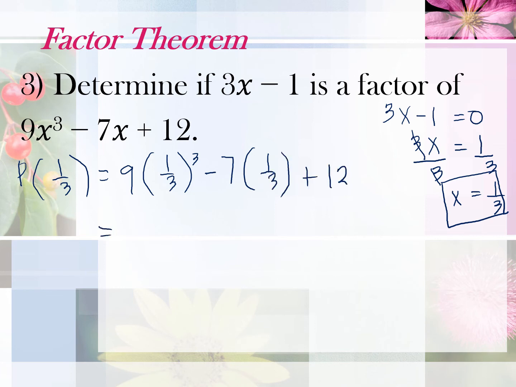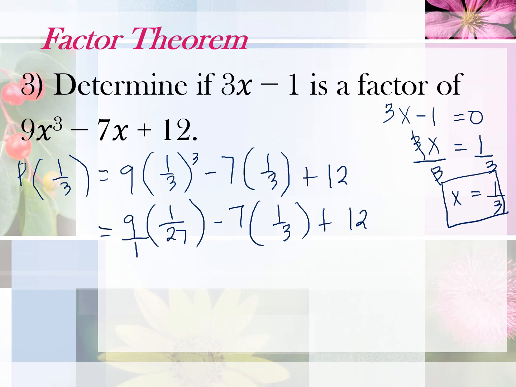Then, simplify natin yung exponent. So, 9. Then, 1 raised to 3 ay 1 over 3 raised to 3 ay 27. Then, negative 7 times 1/3 plus 12. And then, simplify natin to 9 times 1 over 27. Gawin natin tong fraction. Lagyan natin ang denominator ng 1. Tapos, do the cross cancellation. Yung 9 tsaka 27, both divisible by 9. So, 9 divided by 9 is 1. 27 divided by 9 is 3. And then, proceed tayo sa multiplication. 1 times 1 is 1. 1 times 3 is 3.